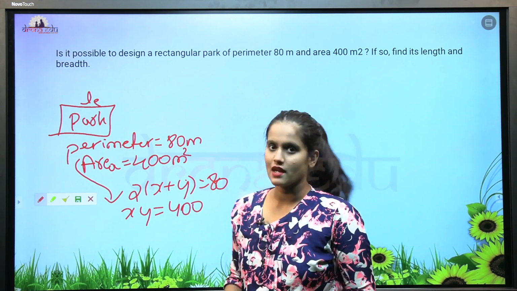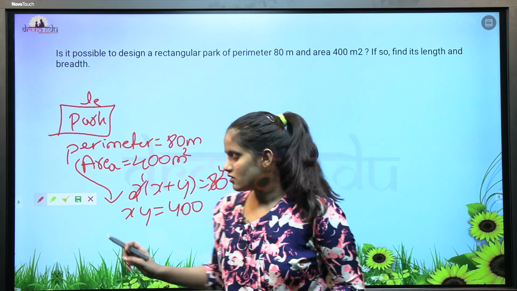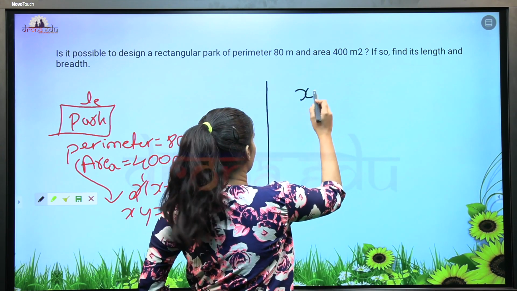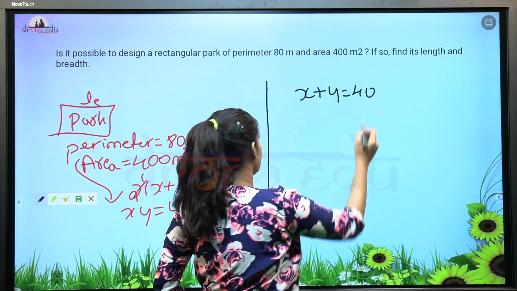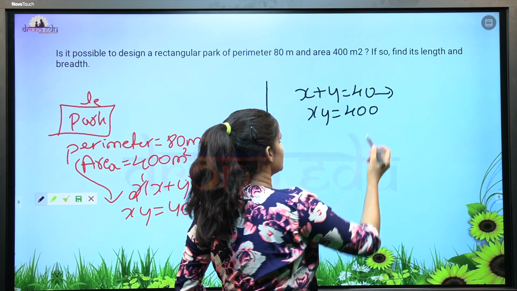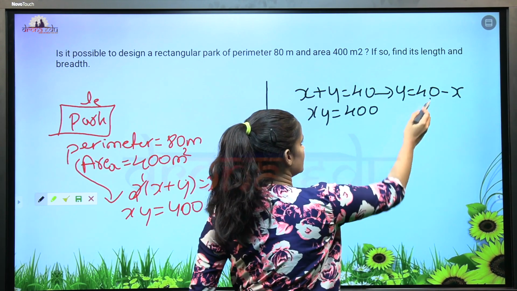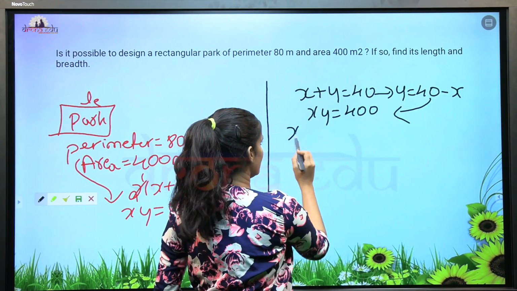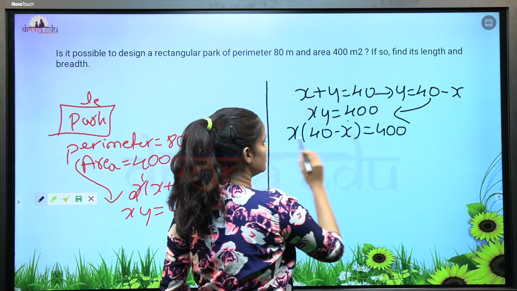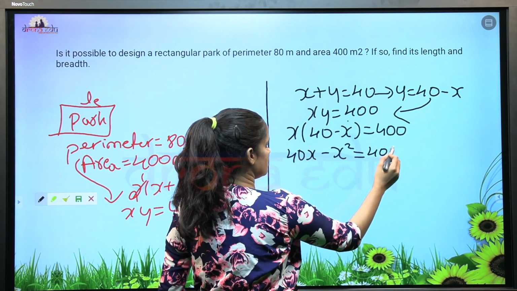Now let me take this value and apply it here. The 2 cancels with 80, giving 40. So x plus y is equal to 40, and xy is equal to 400. I can write this equation in terms of y: y becomes 40 minus x. Substituting this value, x into (40 minus x) is equal to 400. So 40x minus x square is equal to 400.